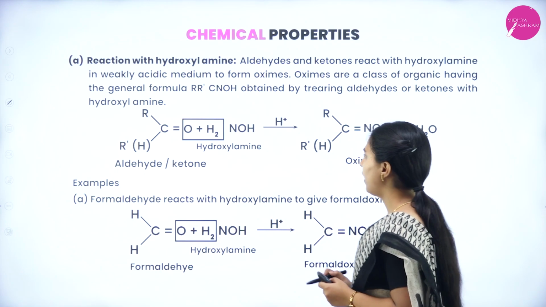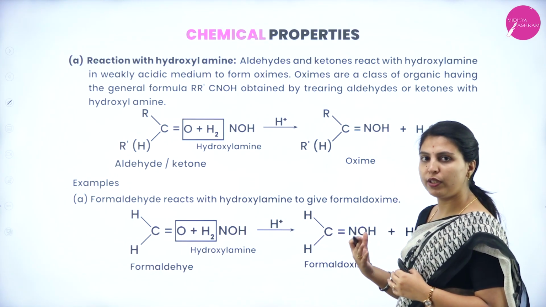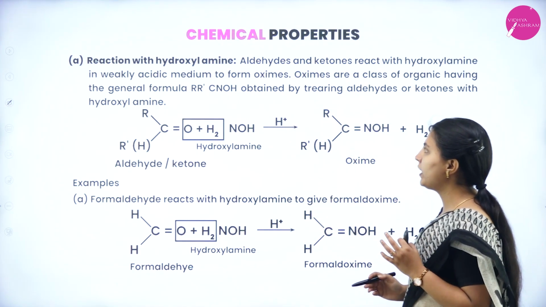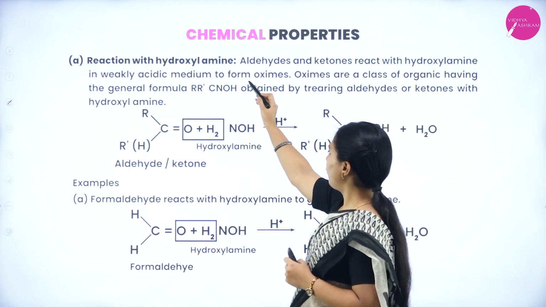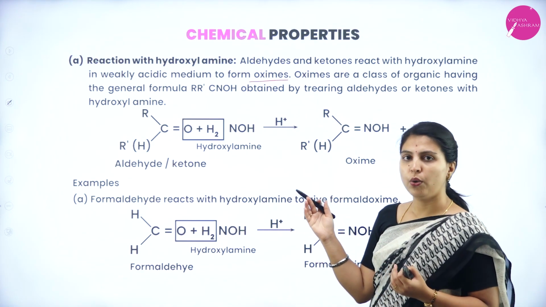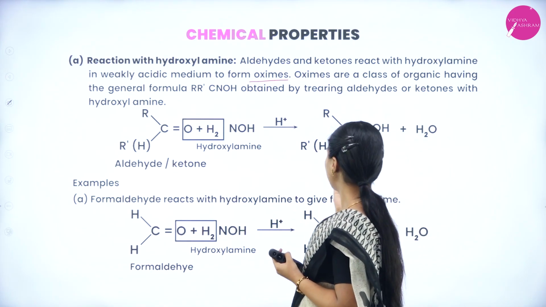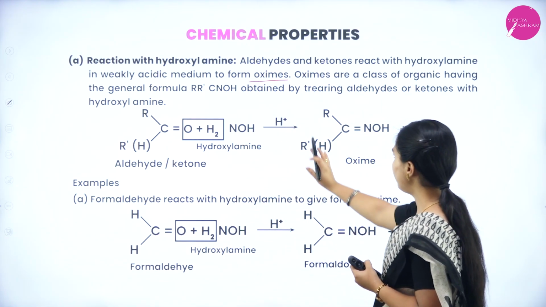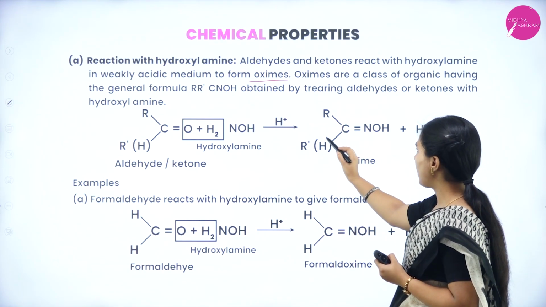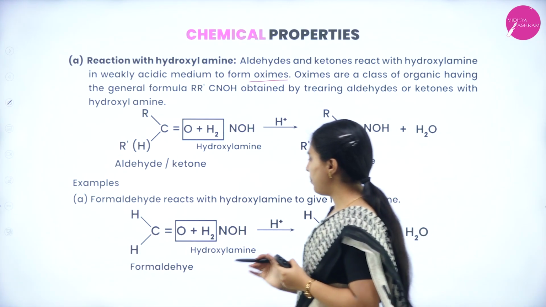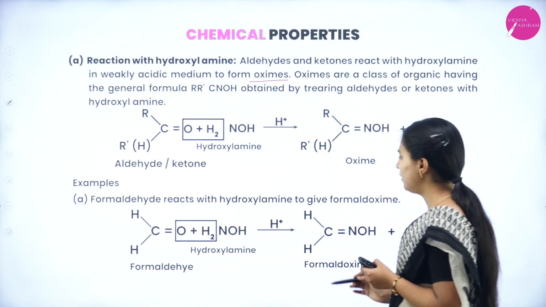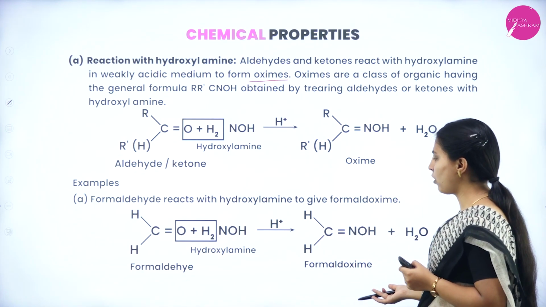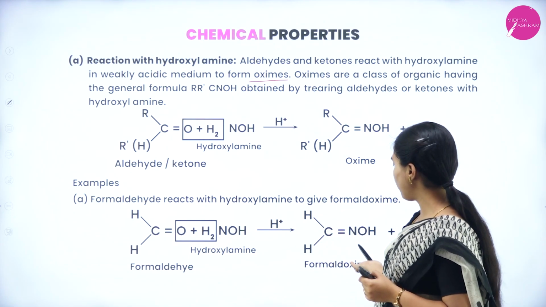Reaction with hydroxylamine, a derivative of ammonia: how will it react with aldehyde and ketone? Aldehydes and ketones react with hydroxylamine in weakly acidic medium to form oximes. The general formula of hydroxylamine is NH2OH. In the weakly acidic medium, the aldehyde or ketone reacts with hydroxylamine to form an oxime, C=NOH. For example, formaldehyde reacted with hydroxylamine in the weakly acidic medium will form formaldoxime. NOH is present, that is an oxime.